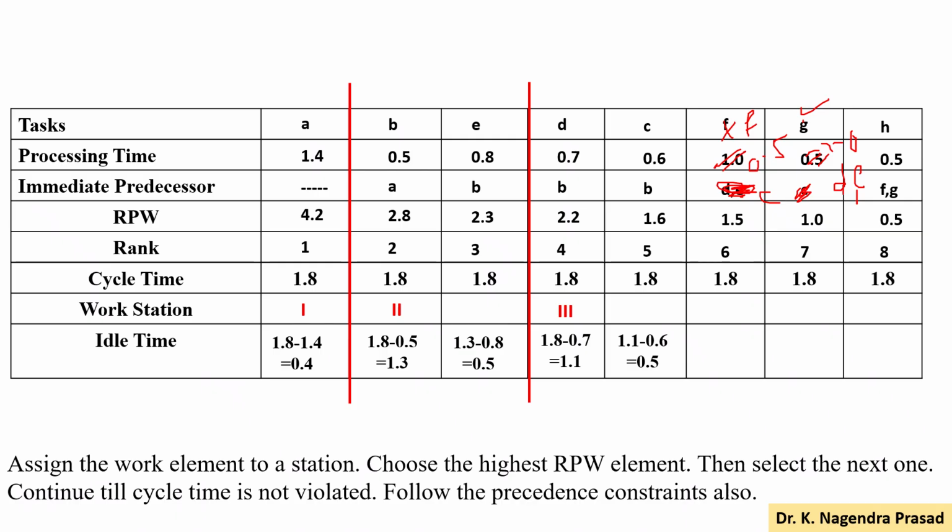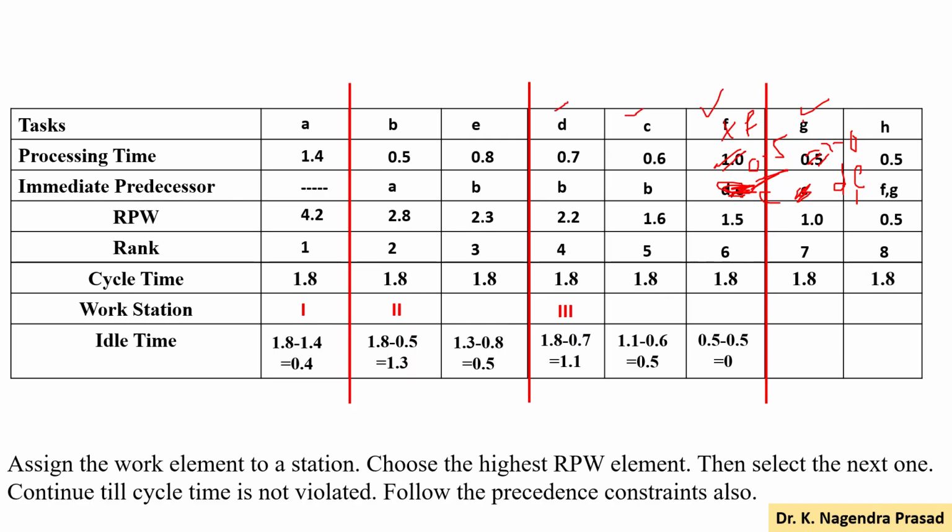Okay, now we have to observe here. For the task F, processing time is 0.5 and availability time in the third workstation after adding D and C is 0.5. So we can add the task F in the third workstation. After that, its idle time will become 0. So now we have to close workstation 3 with the 3 tasks, that is D, C, F.